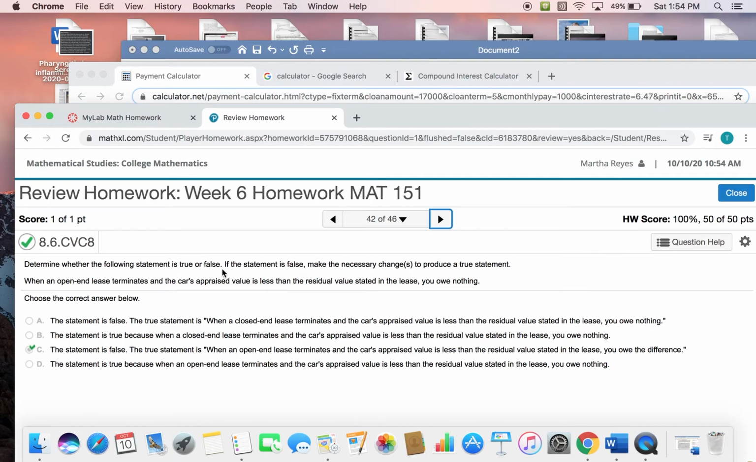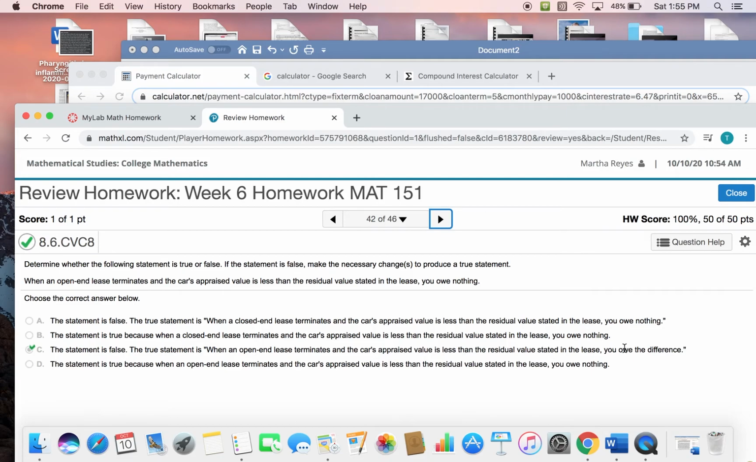Okay. When an open-end lease terminates and the car's appraised value is less than the residual value, you owe nothing. This is not true. When an open-end lease terminates and the car's appraised value is less than the residual value, you owe the difference. So basically, the residual value is an estimation that they're counting on there. If you turn it in and it's been damaged or something like that, it's not worth what it's supposed to be at the end of the loan. In an open-end lease, you have to pay the difference there.